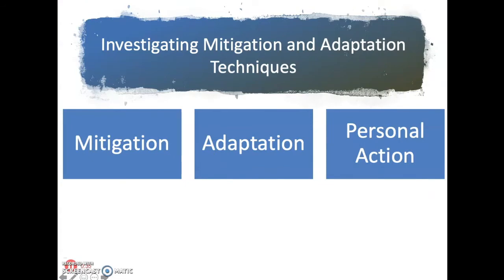Okay, so you are going to have the chance to investigate mitigation and adaptation techniques. What I have set up on the OWL site are 3 categories: mitigation, adaptation, and personal action. Personal action because I think we always want to start with what we can do, and so I want to give you the chance to look into that.